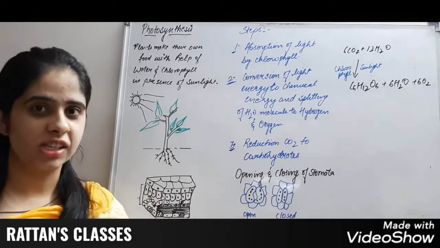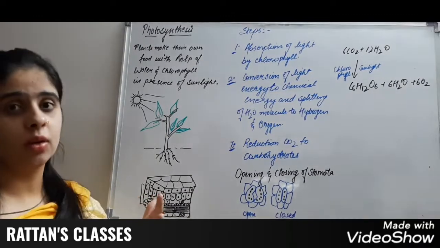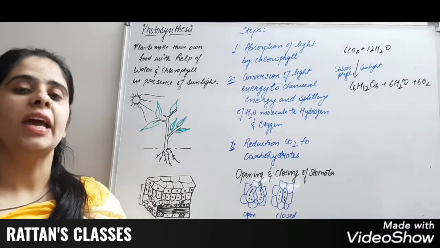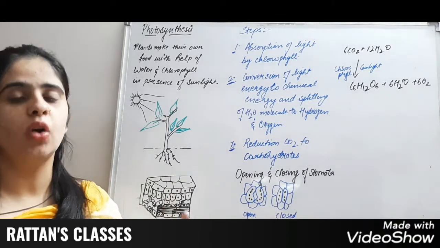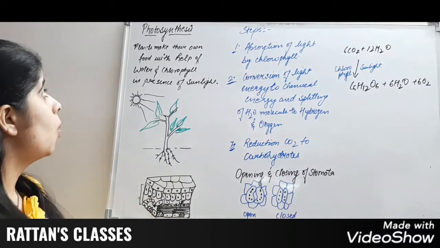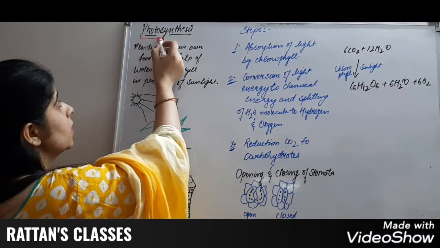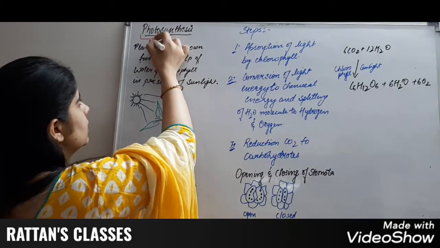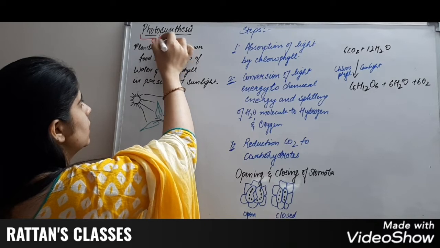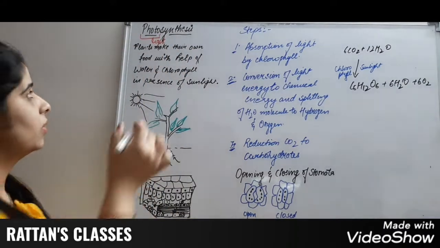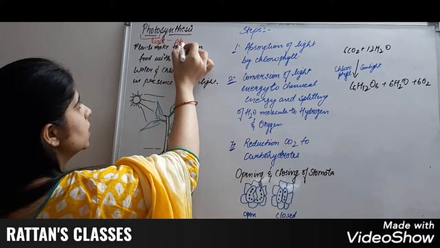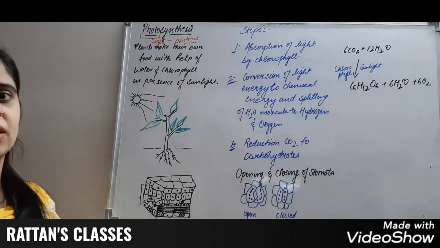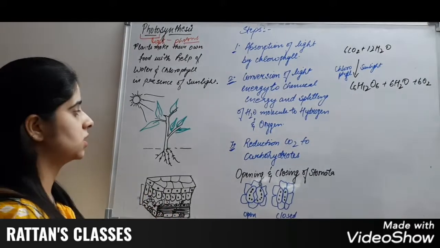What is photosynthesis? The process by which plants make their own food with the help of water and chlorophyll in the presence of sunlight is called photosynthesis. Now, what is the meaning of photo? This word photo is taken from light. Light has photons. So this word comes from light, photons, and this process is known as photosynthesis.